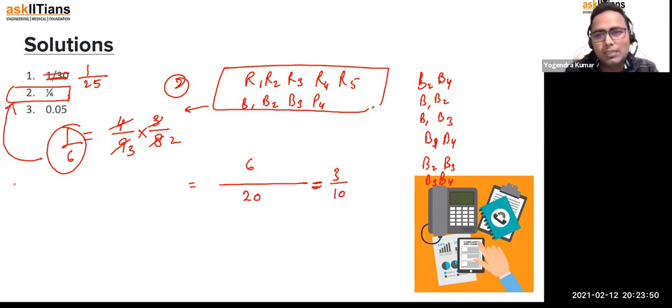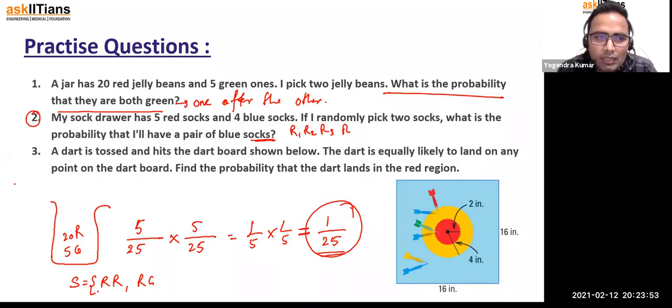Now this is the problem with these questions. If we are picking, what is the probability that I'll have the pair of blue socks? I am randomly picking up two socks, one after the other. If we're picking that way, this is what it is, right?